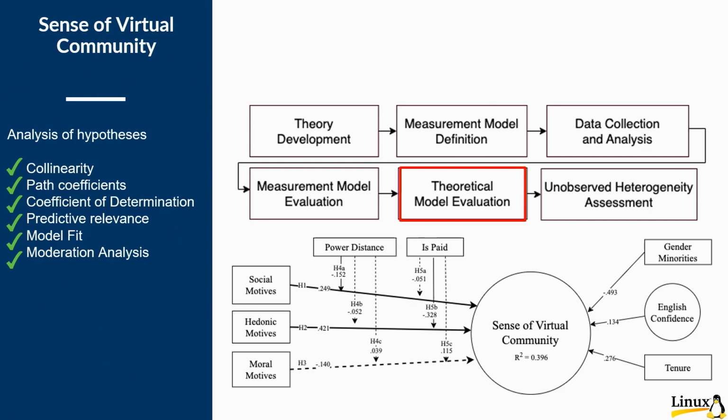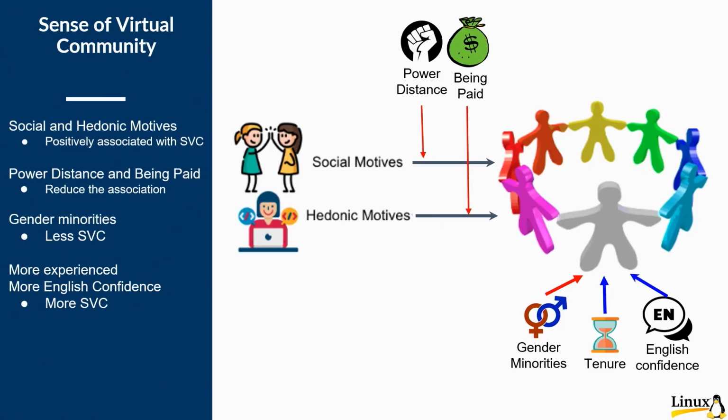And in the theoretical model evaluation is the time that we finally evaluate if our hypothesis holds. So if the associations that we have derived during the theory development, if they are significant, if they are positive or negative. So we could see that, in summary, the social motives and the hedonic motives are positively and significantly associated with a sense of virtual community.